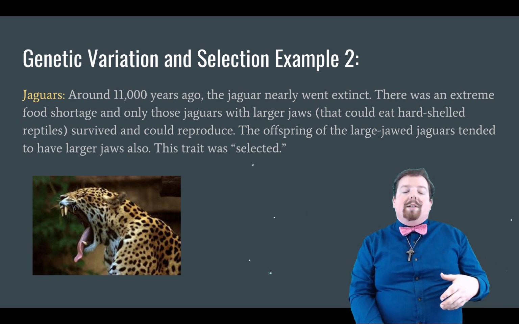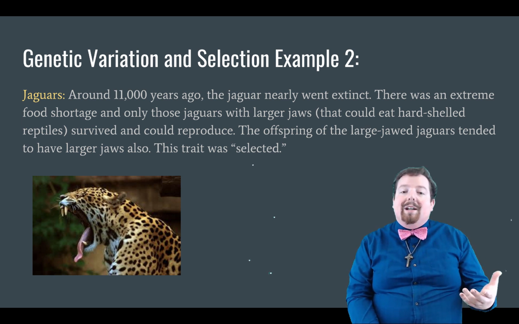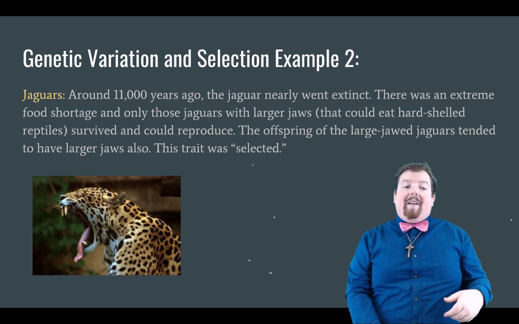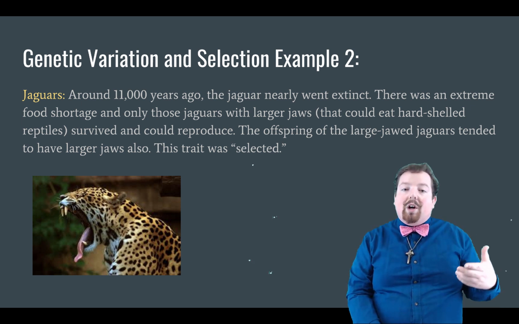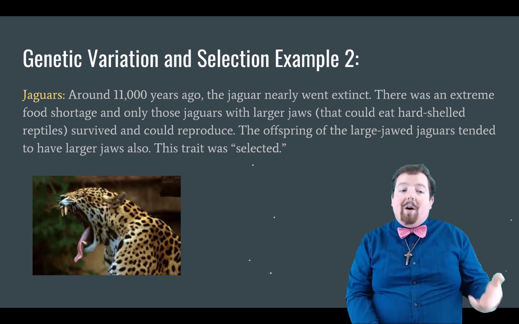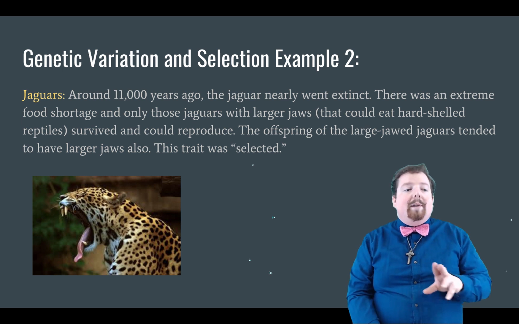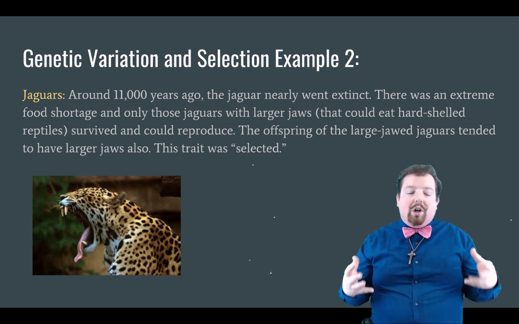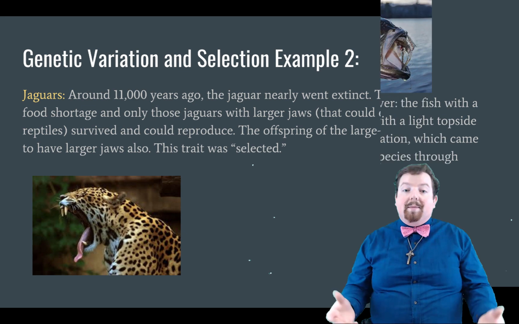Those with smaller jaws ended up dying out because they couldn't get enough food to survive, and they weren't able to pass on their small jaw trait. The larger jaw jaguars were able to pass on their large jaws and keep the species going. Thusly, due to environmental conditions, the large jaw was the selected trait for this species.